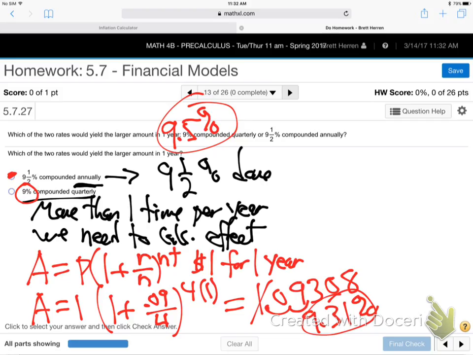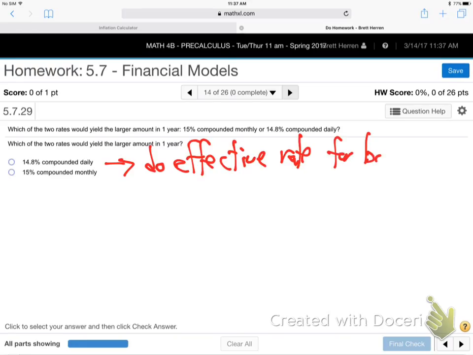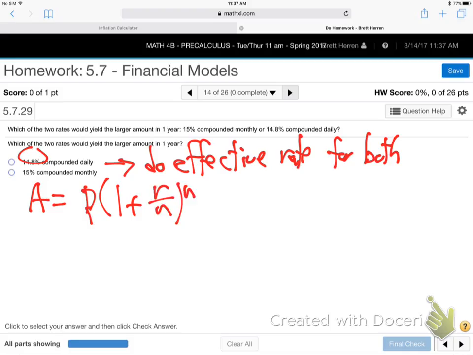So whenever they ask you which is larger, they're basically saying find the effective rate, because then you know the real effect and you can compare apples with apples. I'll just write a note for you that says do effective rate for both. So for the first one you would need to go P times 1 plus R over N to the NT. So that'd be $1, the interest rate, what is it?